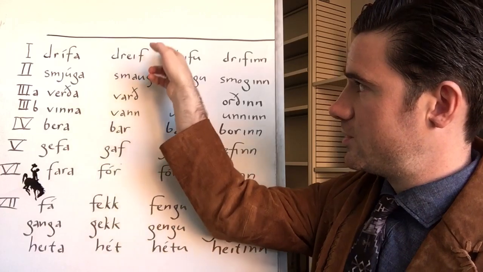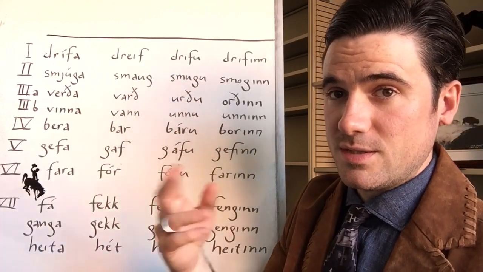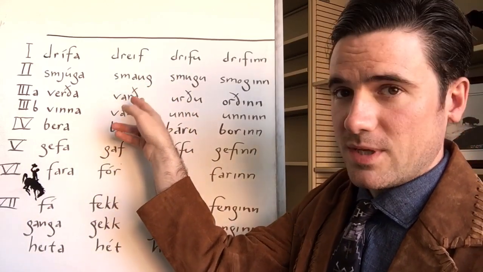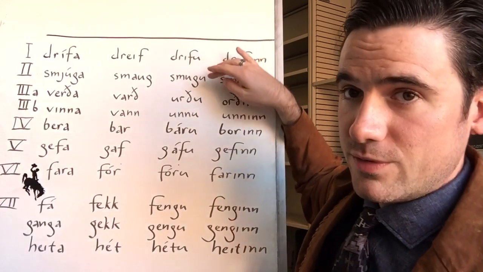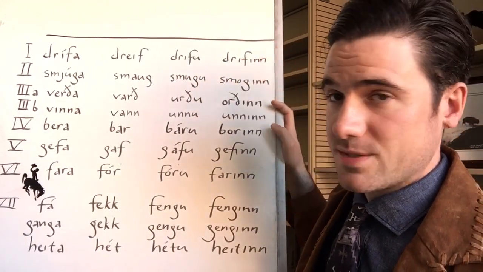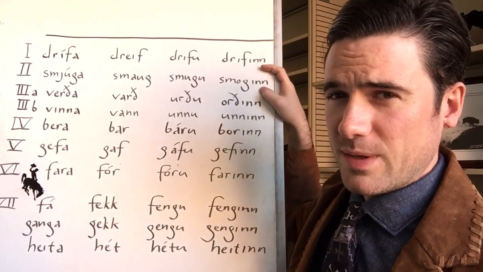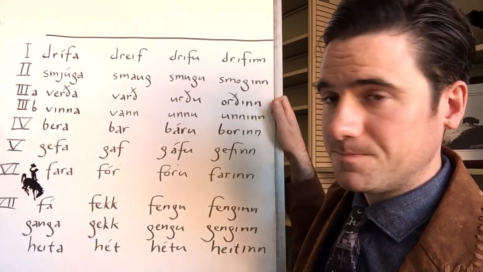Then you have the third person singular form. So the form that he did, she did, right? He drove, he crept, he became. Then you have the third person plural form. They drove, they crept, they became, and then you have the past participle. Driven, crept, have crept, become, have become, etc.